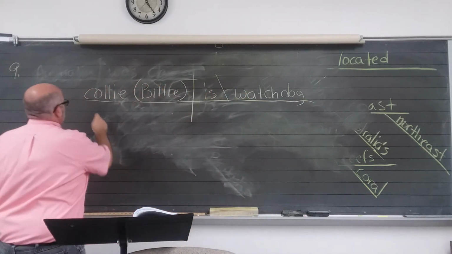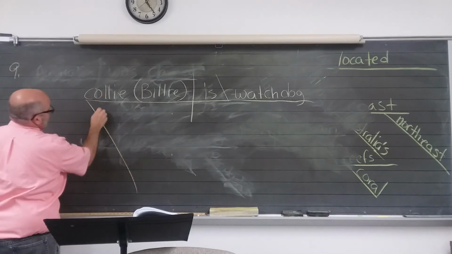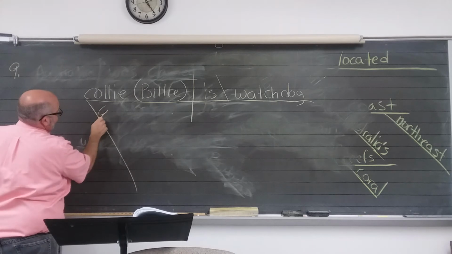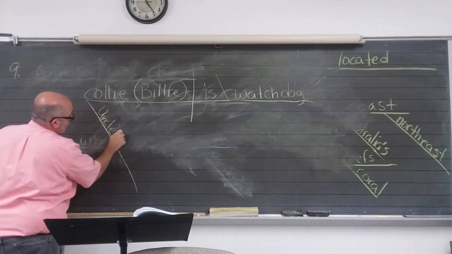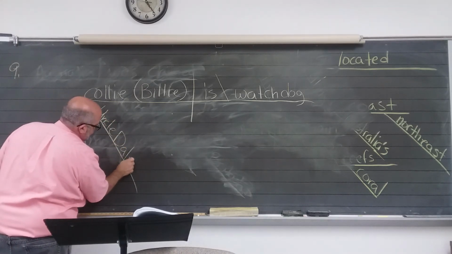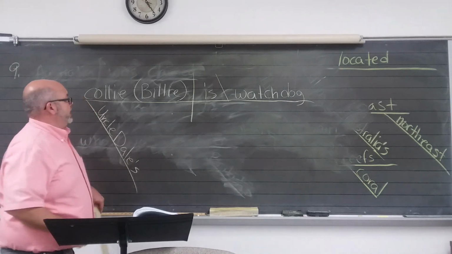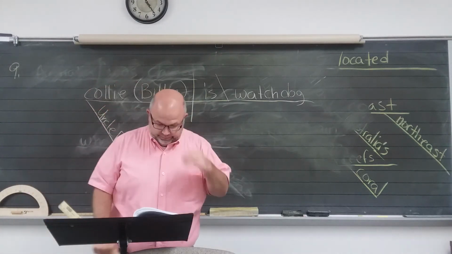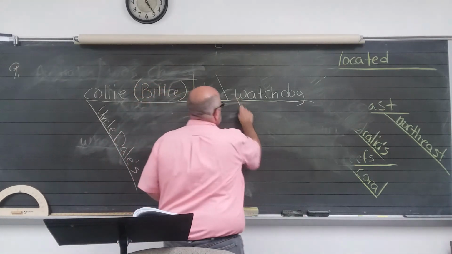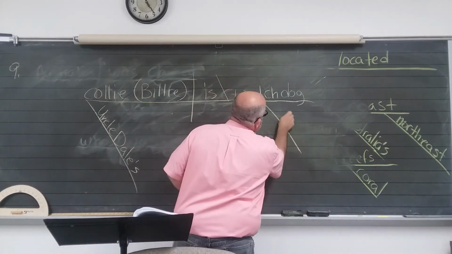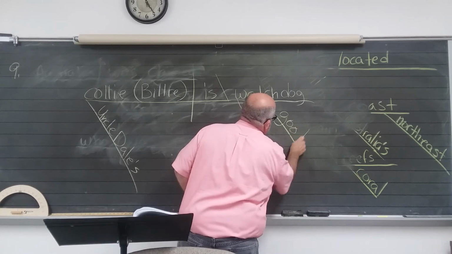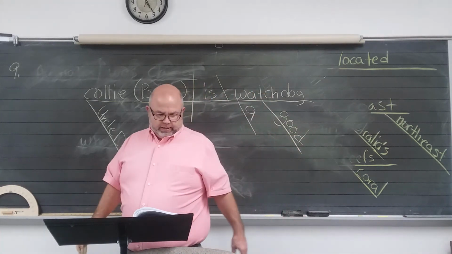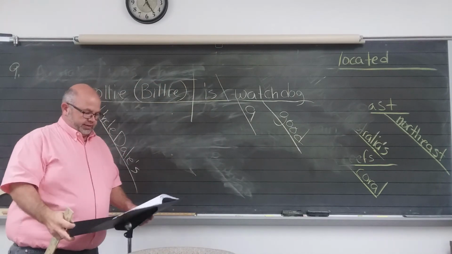Uncle Dale's. We have a collie named Billy. Uncle Dale's collie Billy. Billy is the appositive, renaming collie. So that's what the diagram of number 19 should look like.